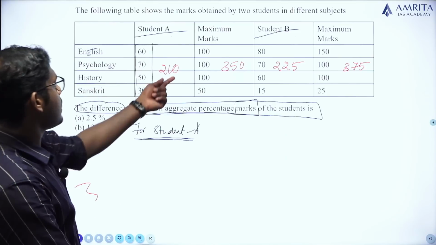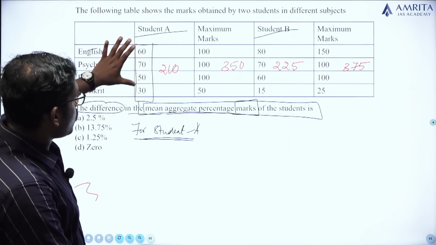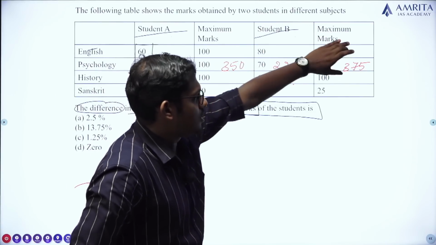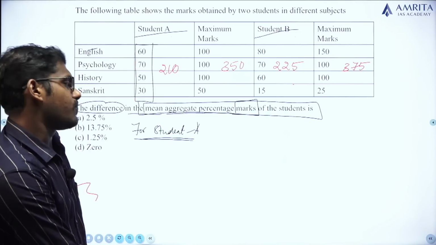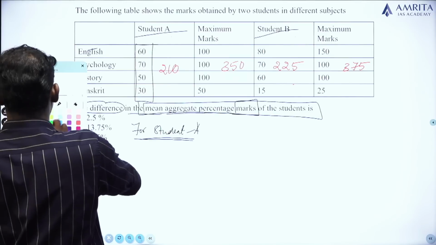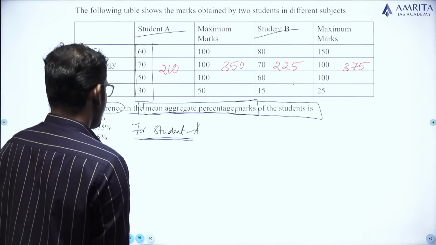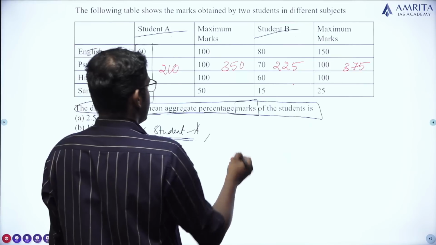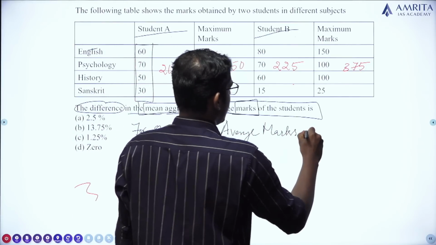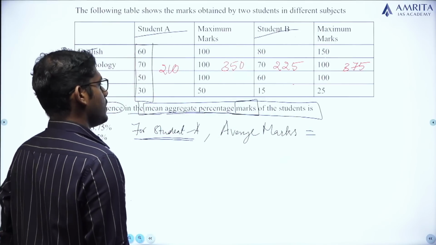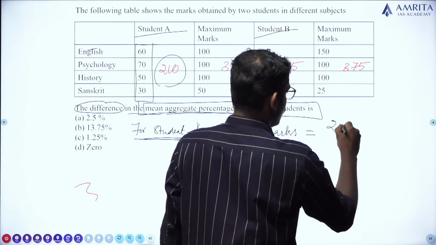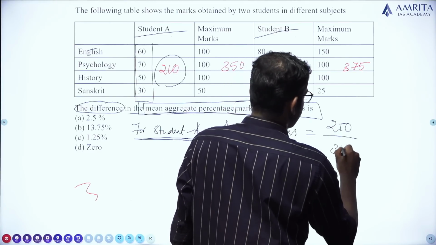Clear? Okay. This is the total marks. This is the total maximum marks. This is the total marks for student B. This is the total maximum marks for student B for all subjects. Clear? Okay. So for student A, the average marks is equal to the total obtained marks, 210, divided by the total marks, 350.